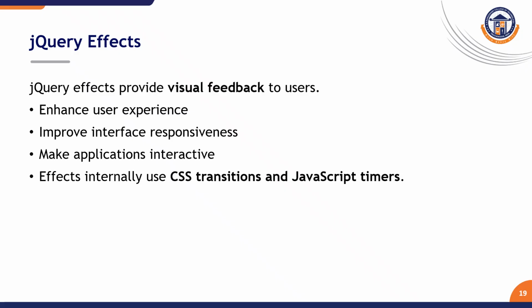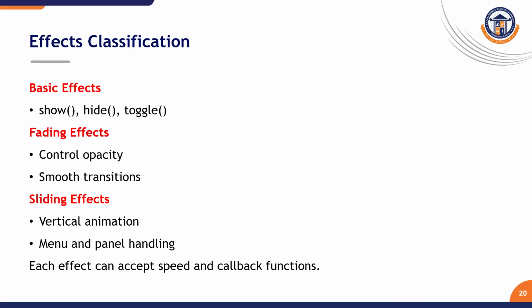jQuery effects. jQuery effects provide visual feedback to the users. They enhance user experience and improve interface responsiveness. They make applications interactive. Effects internally use CSS transitions and JavaScript timers. Effect classifications. Basic effects: show, hide, and toggle functions. Fading effects: control opacity, smooth transitions. Sliding effects: vertical animations, menu and panel handling. Each effect can accept speed and callback functions.